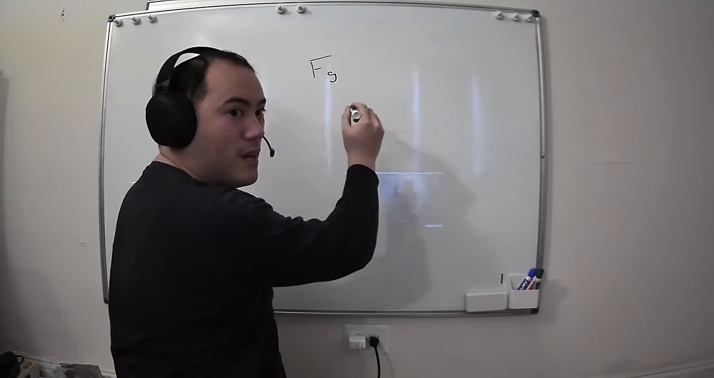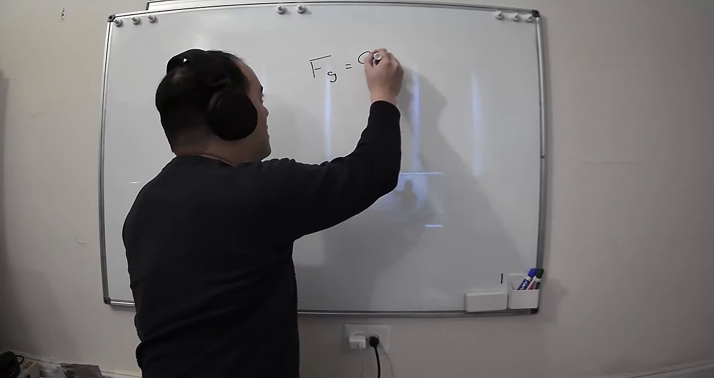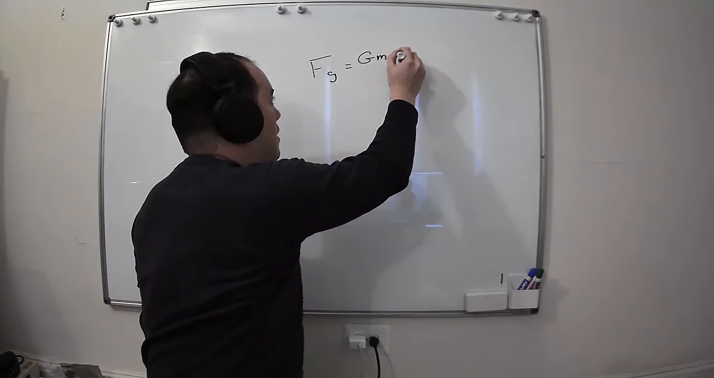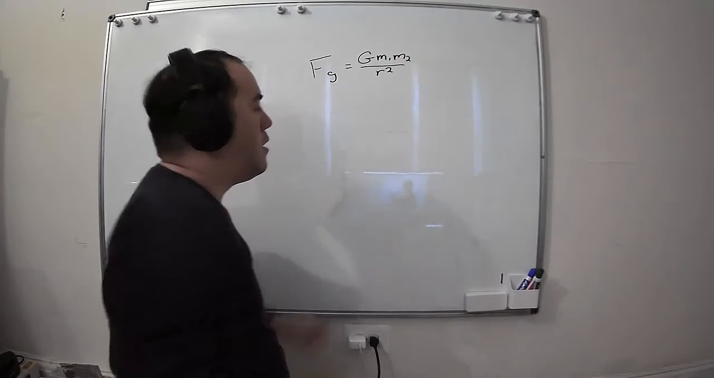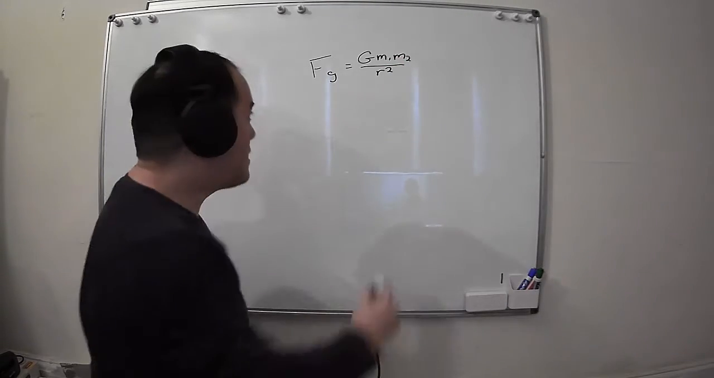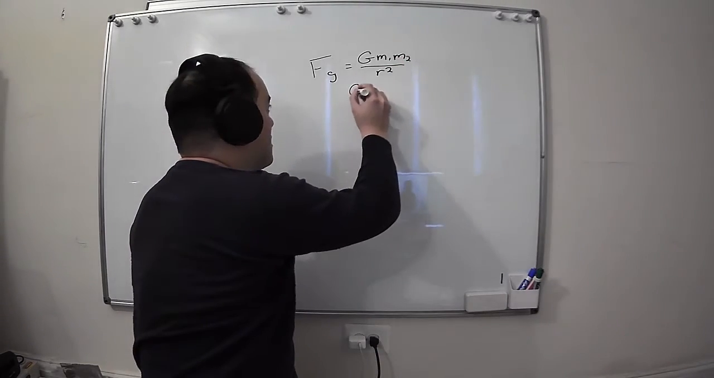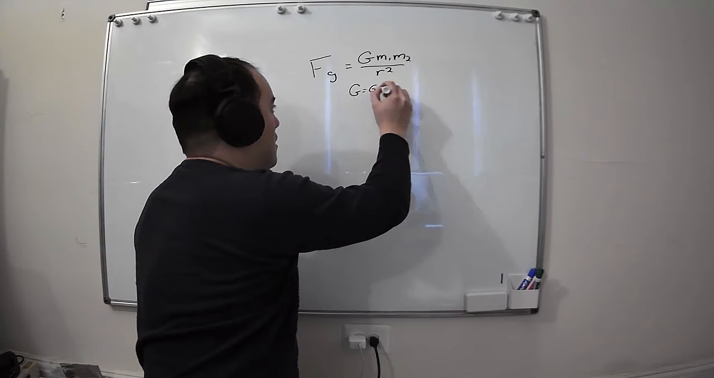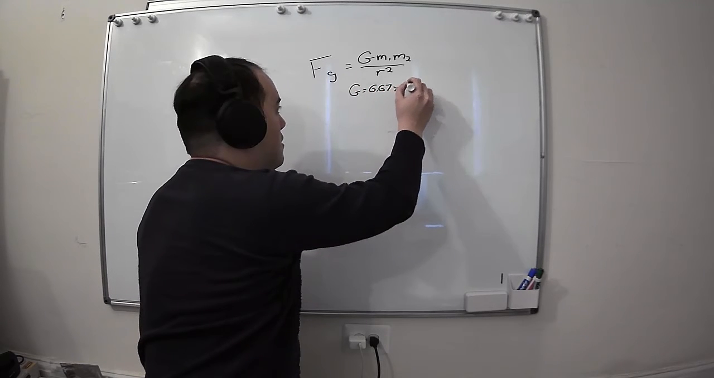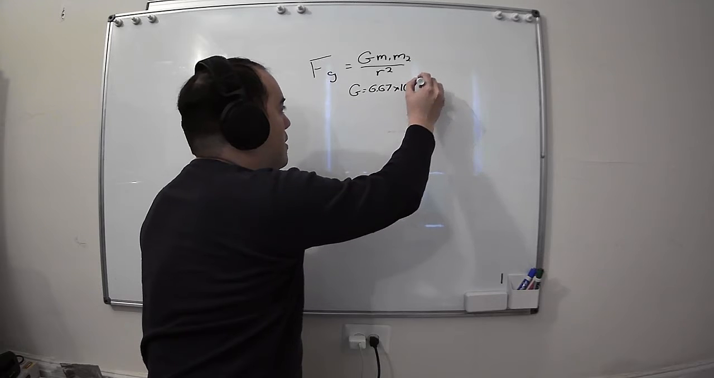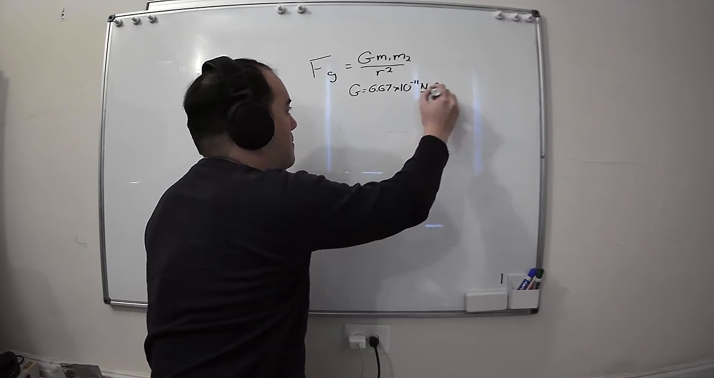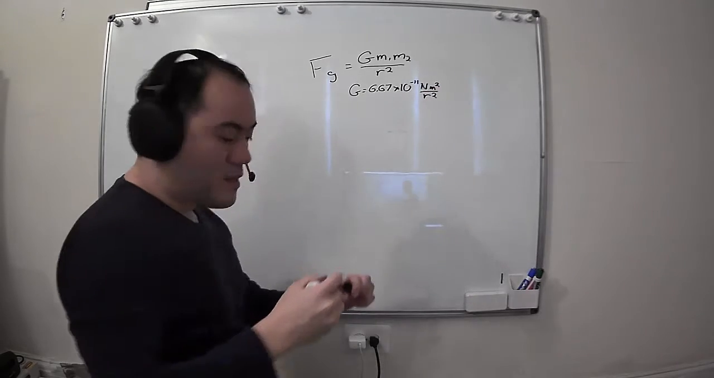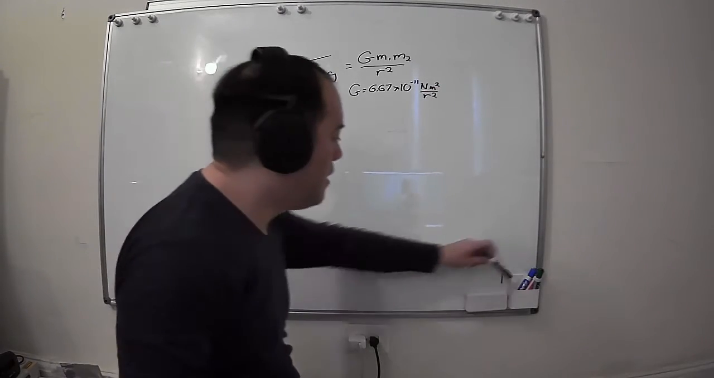Fg, the force of gravity, equals big G m1 m2 over r squared. R is the distance between the objects, and G is 6.67 times 10 to the negative 11th power with some weird units over here. Good review for the AP test.